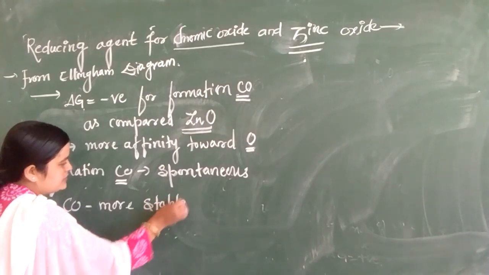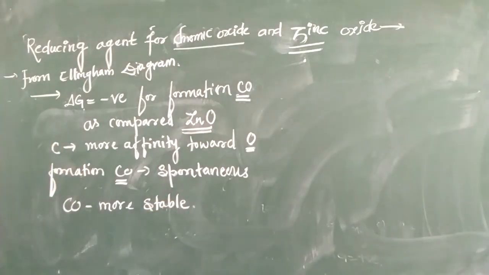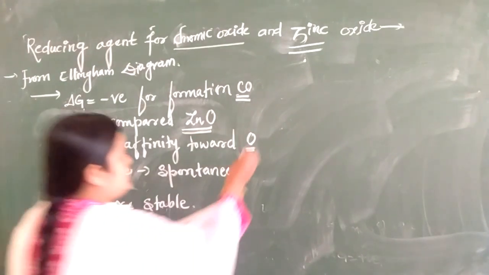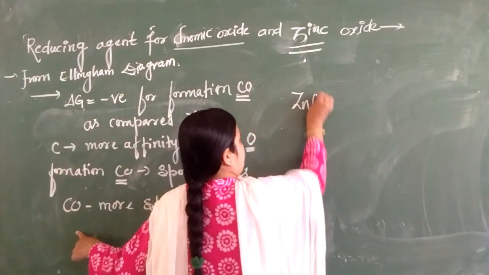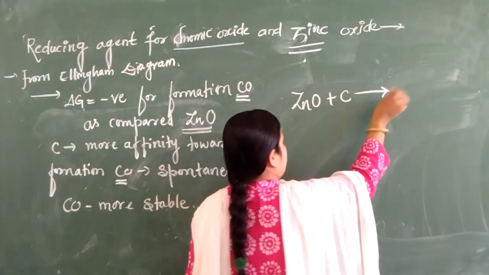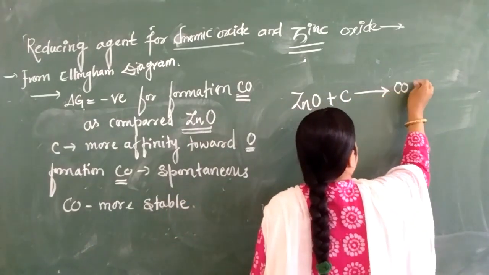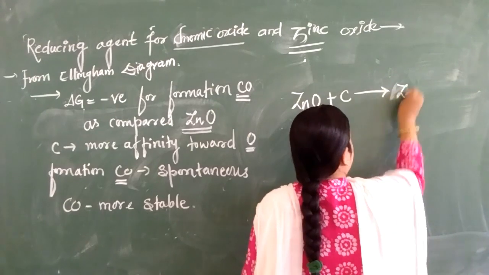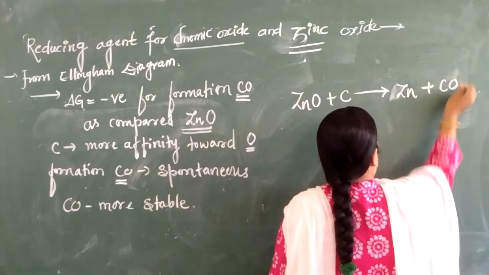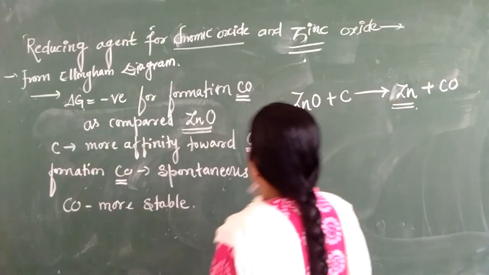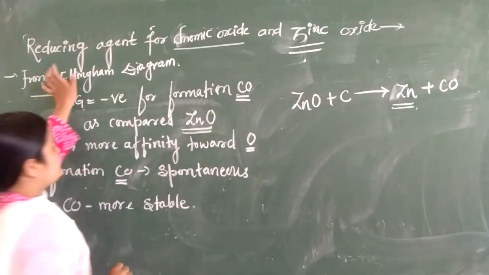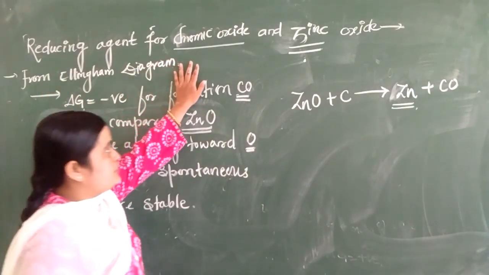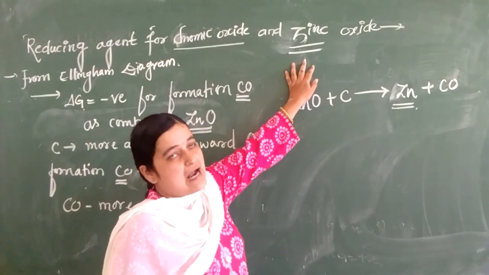As compared to what? ZnO. So what do we have to use as the reducing agent for zinc? Carbon. What will we get? We will get zinc plus CO. Isn't it? Got the term? The reducing agent for chromic oxide is aluminium, and for zinc we have used coke or carbon.